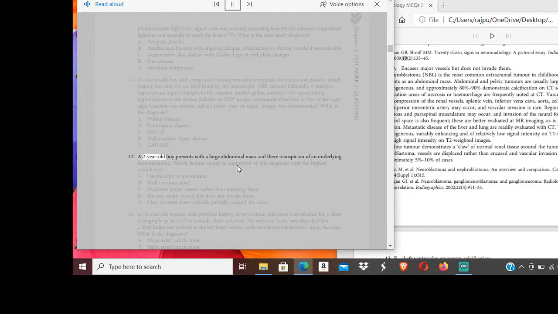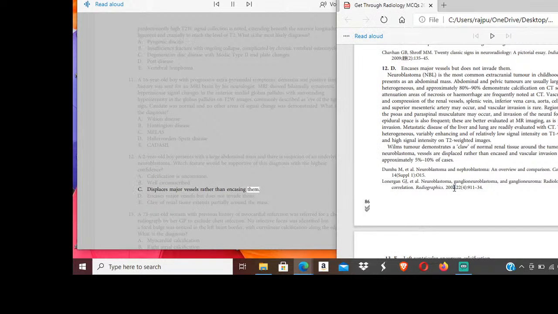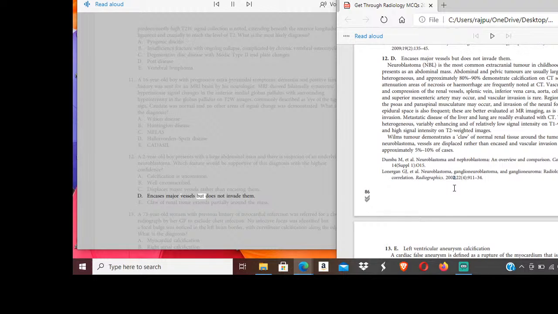12. A 2-year-old boy presents with a large abdominal mass, and there is suspicion of an underlying neuroblastoma. Which feature would be supportive of this diagnosis with the highest confidence? A. Calcification is uncommon. B. Well circumscribed. C. Displaces major vessels rather than encasing them. D. Encases major vessels but does not invade them. E. Claw of renal tissue extends partially around the mass.